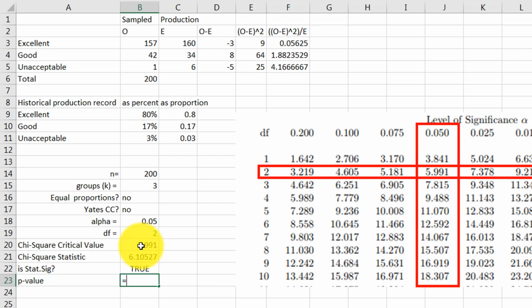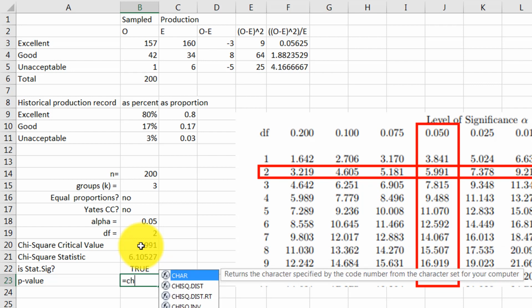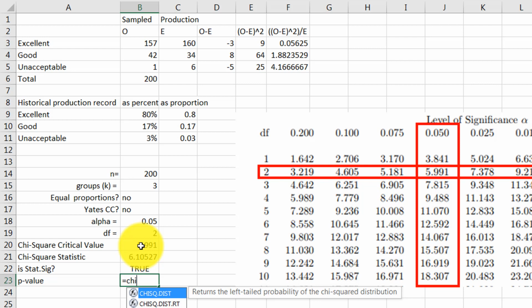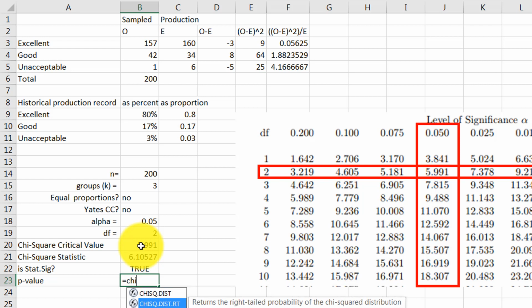and I'm just going to confirm what I already know through my chi-square statistic and my critical value. So I'm going to do an equal sign, CHI. You will get a drop down depending on your version of Excel. You may see some different options in there. And I'm going to go down to where it says CHISQ.dist.rt. I'll hit tab and it will pop that in, or you can continue to type it as you go.